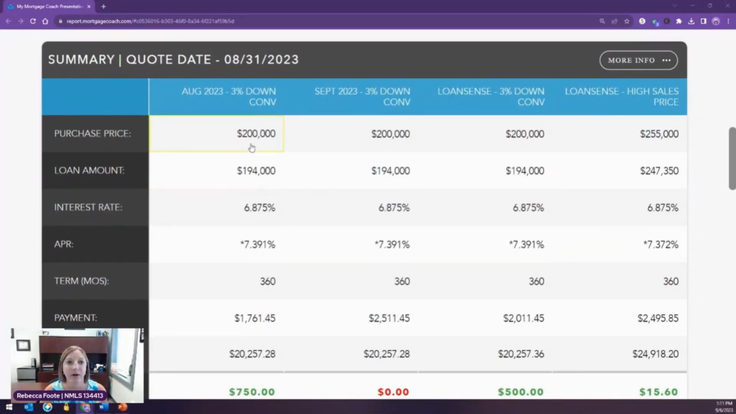In this scenario, let's go back to August 2023 when you weren't having to pay on those student loans. Maybe you got pre-approved for a $200,000 loan. You were putting 3% down, so you got a loan amount of $194,000. We have a 6.875% interest rate in there with the APR listed below it. It gave you a total payment of $1,761.